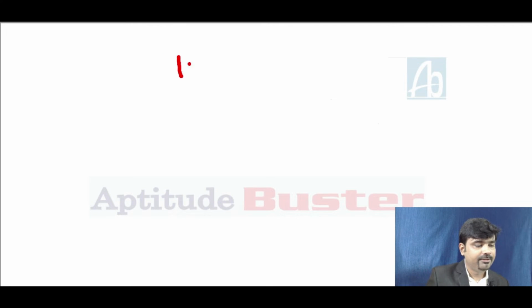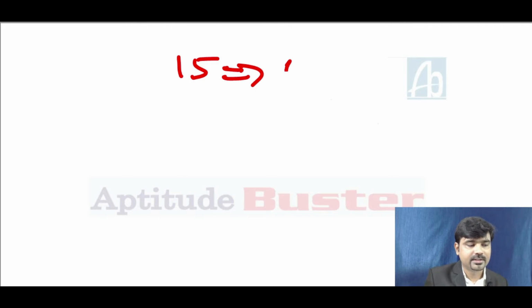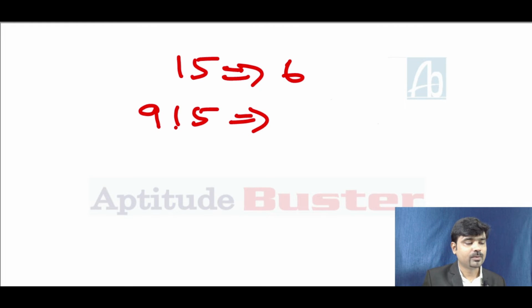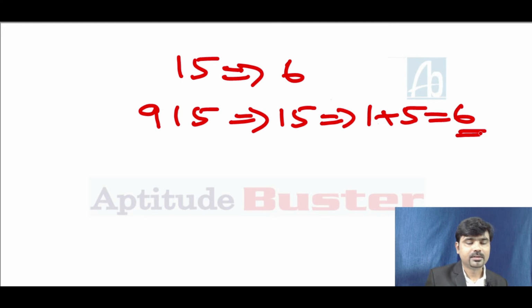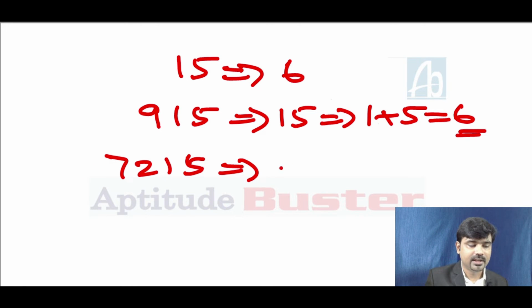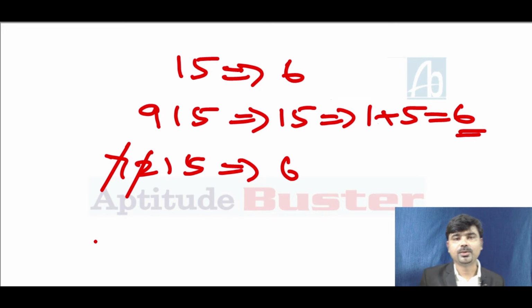If I take 15, the sum of the digits is 6. If I take 915, what's the sum? 9 plus 1 is 10, 10 plus 5 is 15. Again add these two digits, 1 plus 5, it gives you 6. Next, instead of 9, I can write 7215. What's the sum of the digits? I'll say 6. Cancel 7 and 2, since 7 plus 2 is 9. Even if you add 9 to the number or not, there is no change in the sum of the digits.